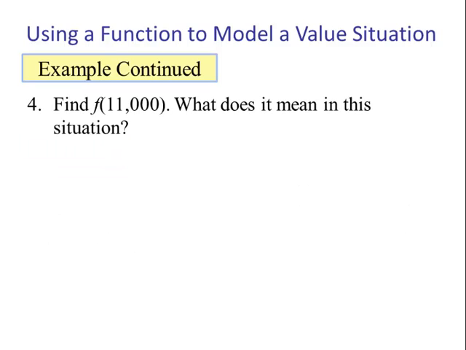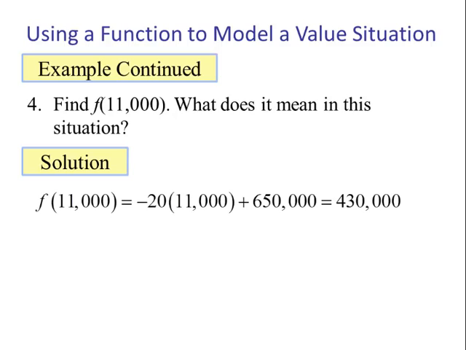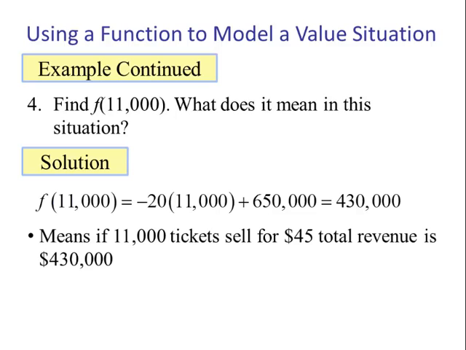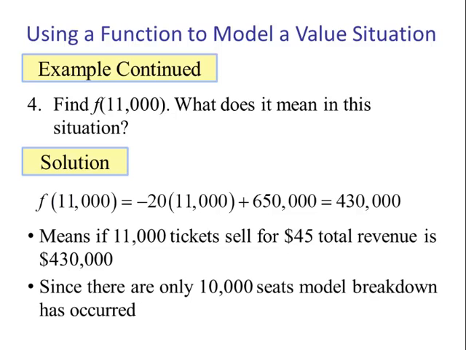Number 4, find f of 11,000. What does it mean in this situation? Solution: again, substituting 11,000 in for x, we have $430,000. That means if we sell 11,000 tickets for $45, the total revenue will be $430,000. Now since there's only 10,000 seats available, we have a model breakdown as we are going outside our domain. Therefore our answer doesn't make any sense in terms of the problem.